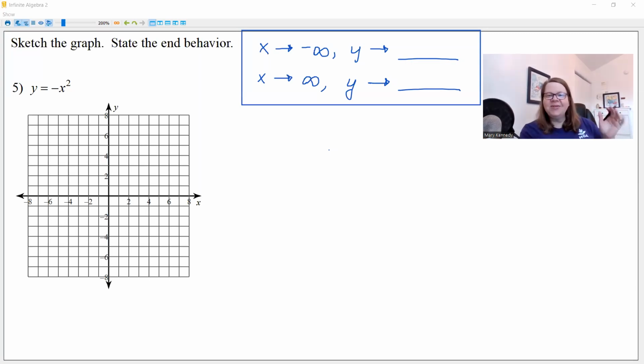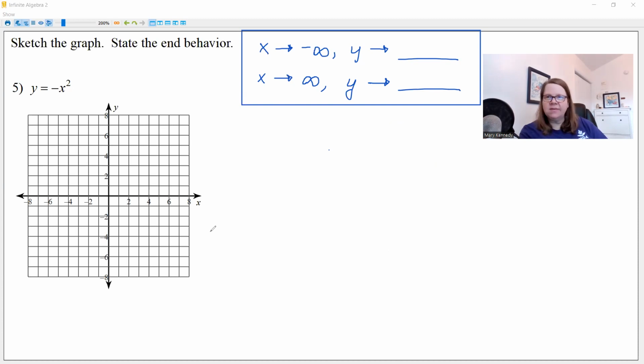Hey guys, let's take a look at sketching this graph and then stating the end behavior. Now, I don't see stating end behavior as often with quadratics, but we can look at it here. It was a question asked this week by a learner, and so it's a good question. The box right here shows you sort of how the notation usually looks.